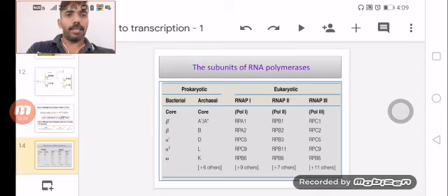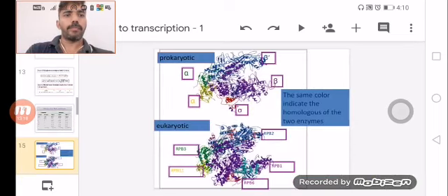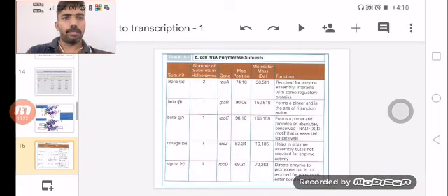Like archaebacteria, you can see a similar set. Then RNA Pol 1, 2, 3. In all sets, we can see the different homologous subunits for these bacterial subunits. So studying any one set is relevant to understand all other types of polymerase enzyme. This is the comparative image. I am not focusing on them.